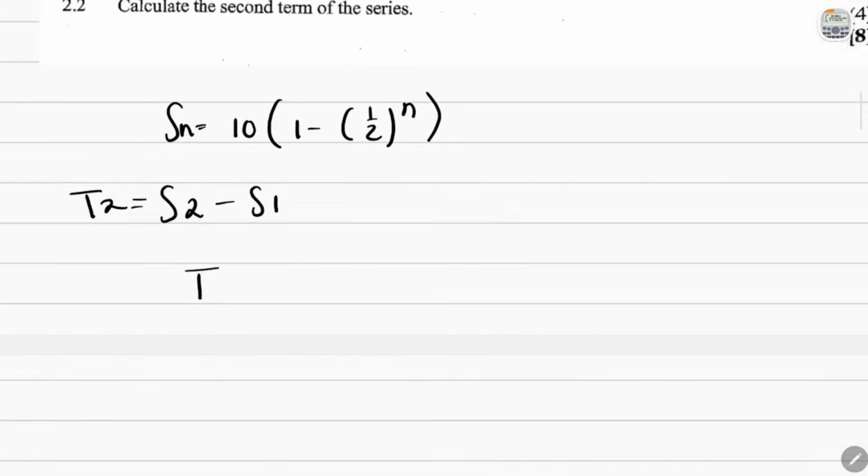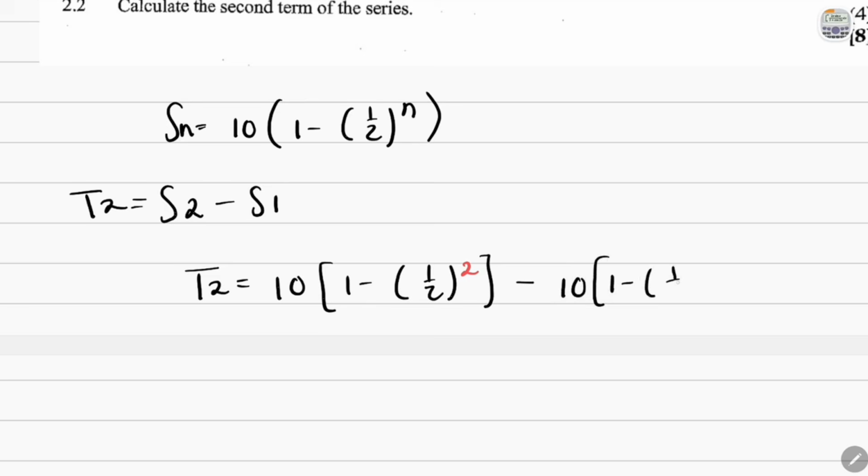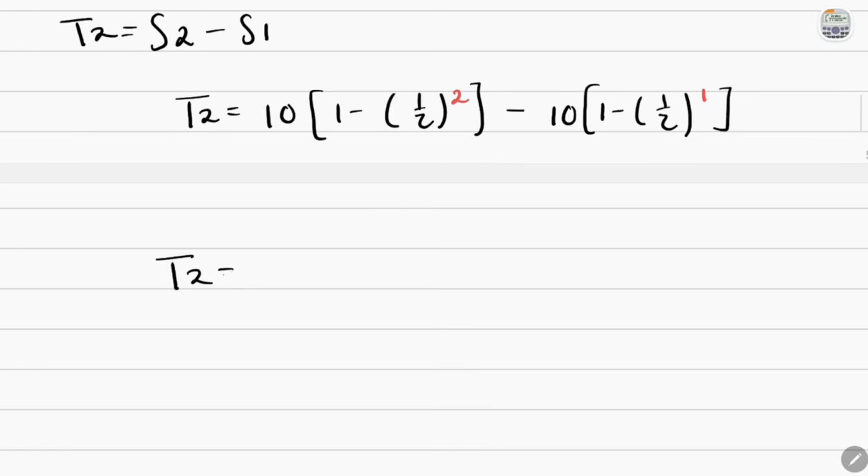So to find the second term, this is 10 times 1 minus a half raised to the power of 2. Okay, so I'm saying the sum of two terms, so that's 2. And then we're going to say minus the sum of one term. So in place of n, we substitute 1. So that is 10 multiplied by 1 minus a half raised to the power of 1. And we would find our answer like this. I'll just find them separately first.